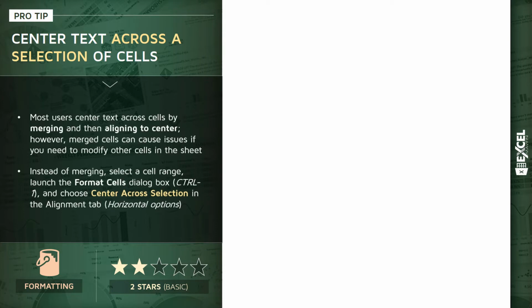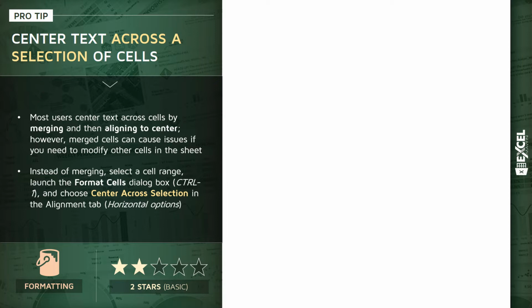I want to share a pro tip that I came across a few months ago that I thought was really interesting. And it's about centering text across multiple cells, but not in the way that you might normally do it. So generally speaking, most users, when you want to center text across multiple cells, will start by merging those cells and then aligning the text to the center of that merged cell. And there's nothing wrong with that. It's totally fine. It gets the job done.